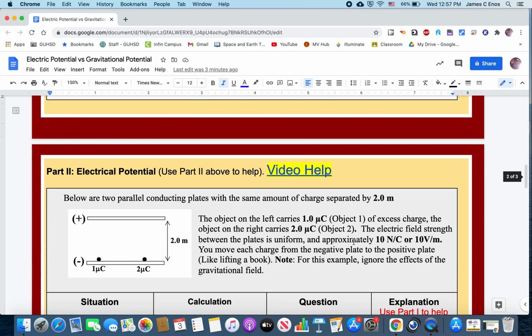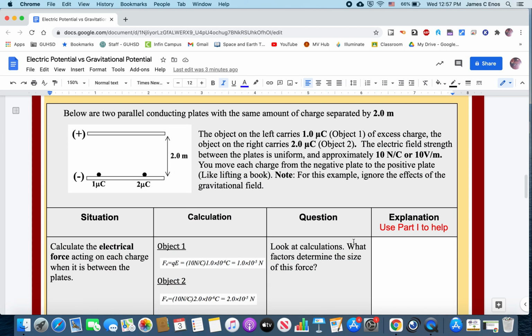The second part is where now we're dealing with charges. You have a negative plate and a positive plate. There is an electrical field between those two. It's given here as approximately 10 newtons per coulomb or 10 volts per meter. Both are units for this electrical field. We have the two charges, a 2 microcoulomb and a 1 microcoulomb, object 1 and object 2, and they're separated by a distance of 2 meters.